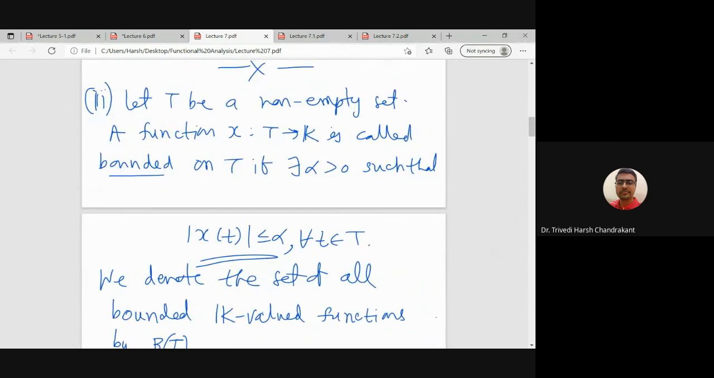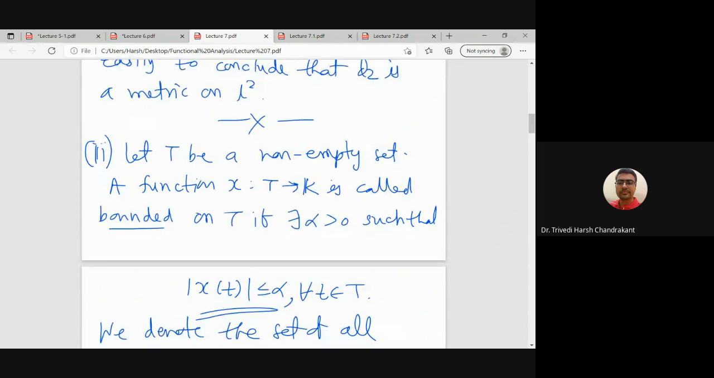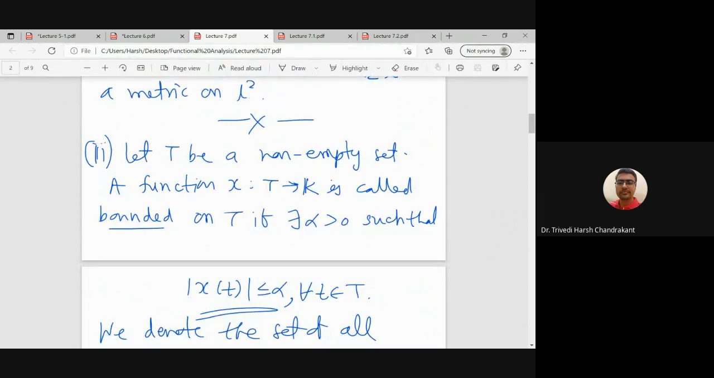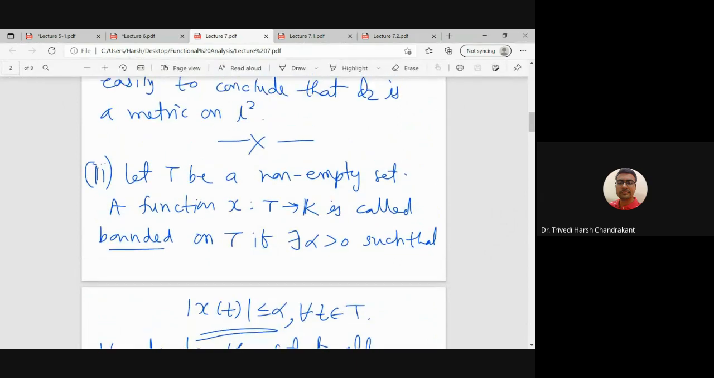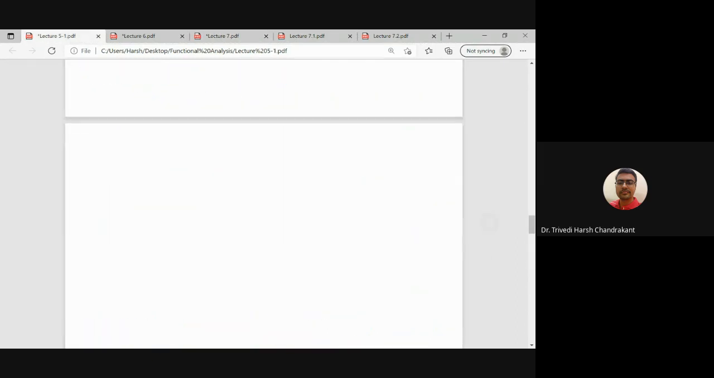And at the end, the last example which we discussed is a slightly different example, that is a function. So L1, L2, L infinity have elements which are functions from natural numbers to C. That is what we discussed here.